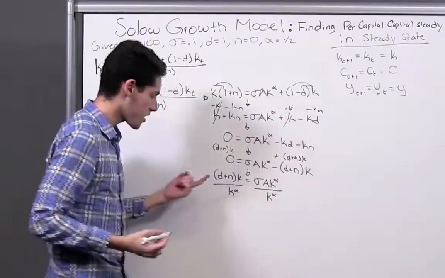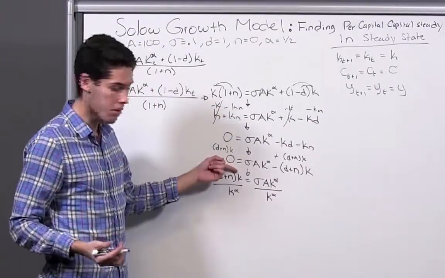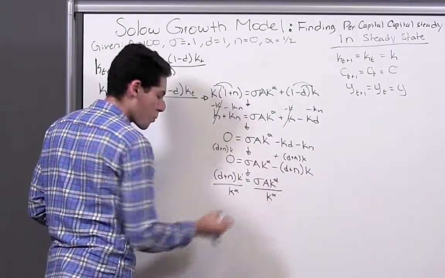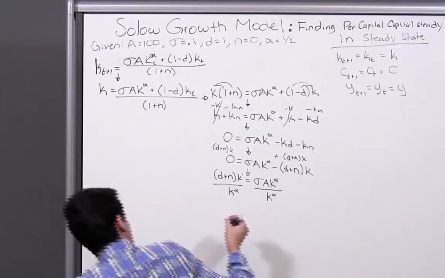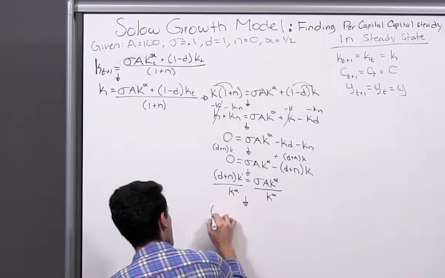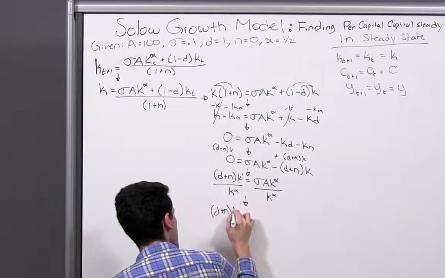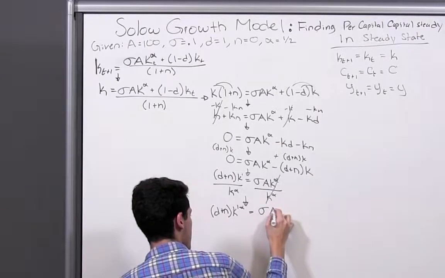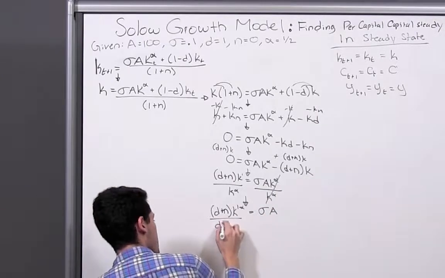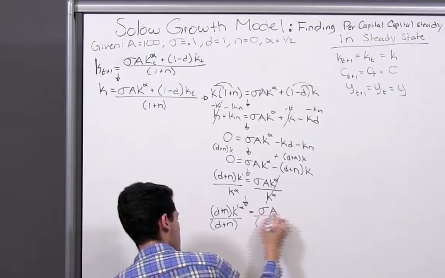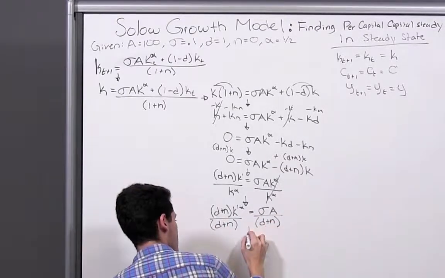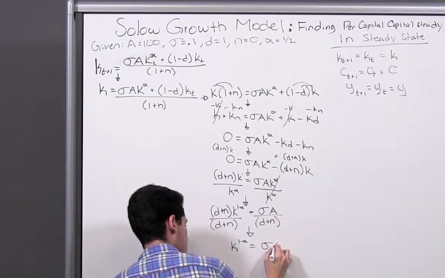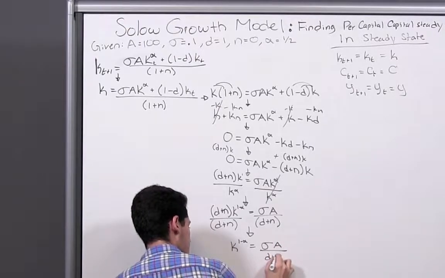Remembering that dividing exponents with the same base is essentially the same thing as subtracting the exponents, we know there's an invisible exponent of 1 on the K. So this becomes (d plus n)K to the 1 minus alpha is equal to, these cross out, so A. Then we'll divide both sides by d plus n. So we know that K to the 1 minus alpha is equal to sigma A over d plus n.